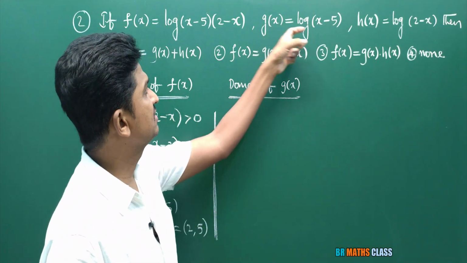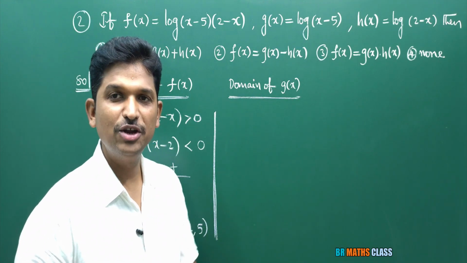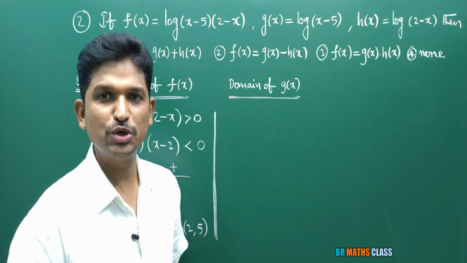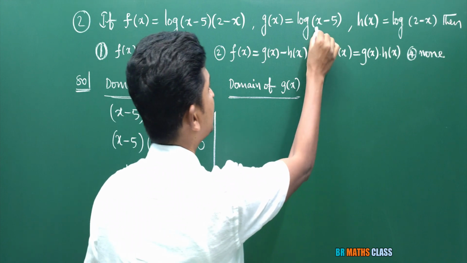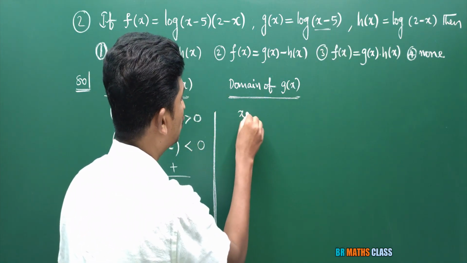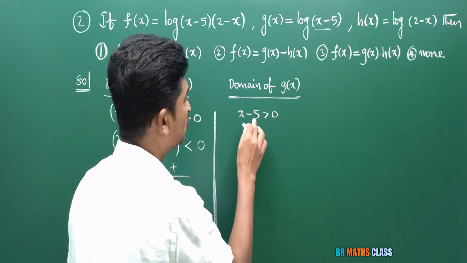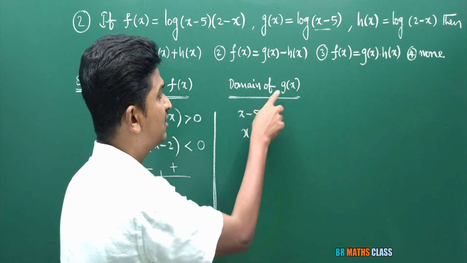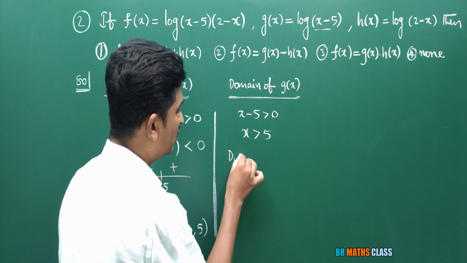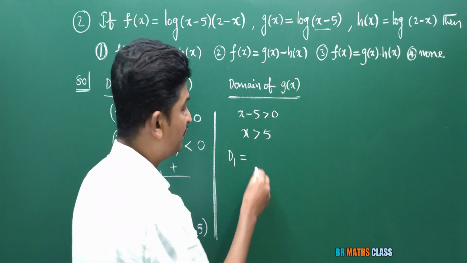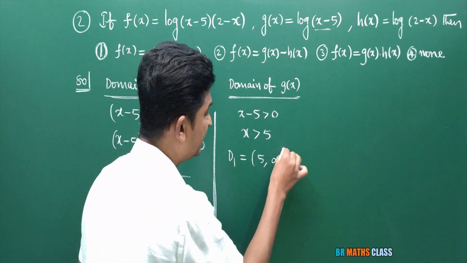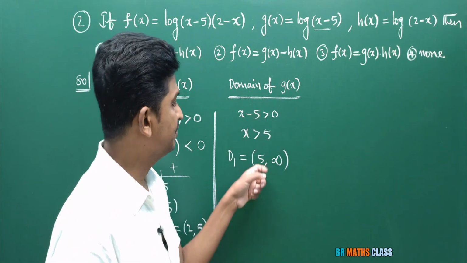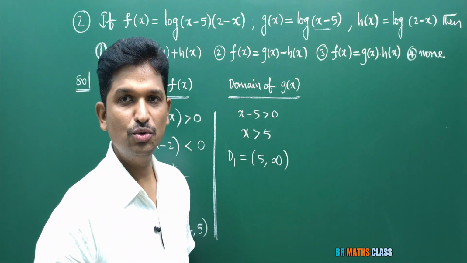You observe this g of x. G of x is a logarithmic function. We know that a logarithmic function is defined for positive real numbers only. So whatever the expression is there, that must be greater than 0. X minus 5 greater than 0. From this we can write that x is greater than 5. So I'll take the domain of g of x as d1. Greater than 5 means 5 to infinity. So the domain of g of x is the open interval 5 to infinity.